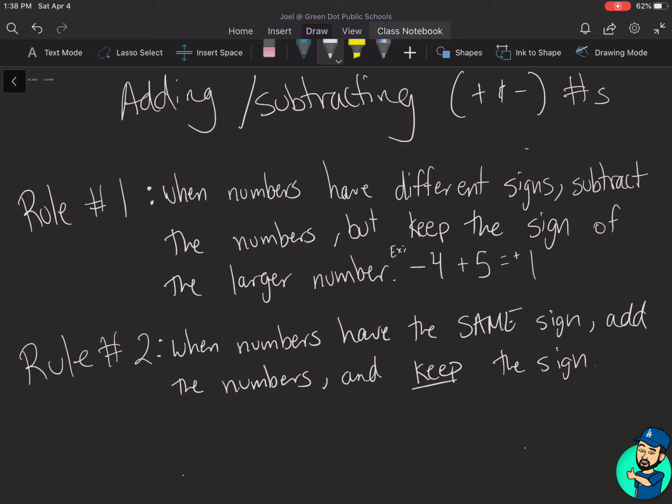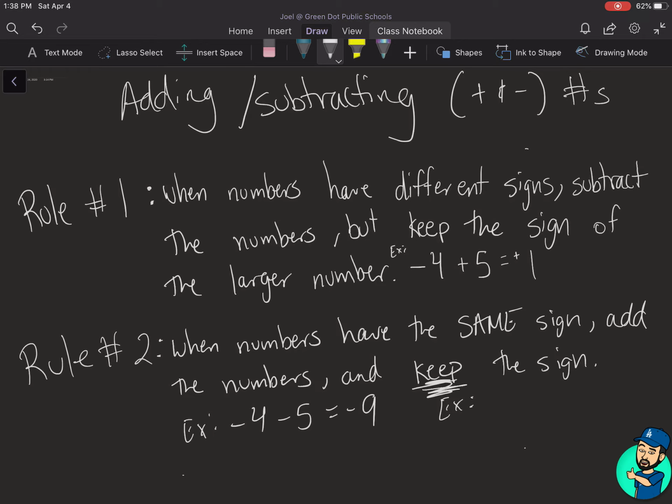So I'll give you another example real quick right here. Example: -4 and -5. I know you think it's a minus. Let's pretend it's not. It's a negative. Those two numbers, they both have negative signs. You add those numbers together. What's 4 plus 5? 9. Now it says keep the sign. They both have negatives. Keep the sign. So it'll be -9.